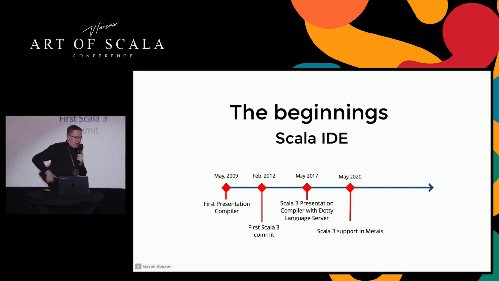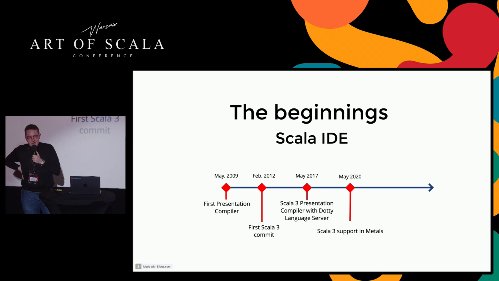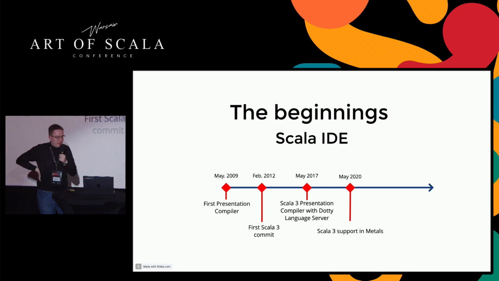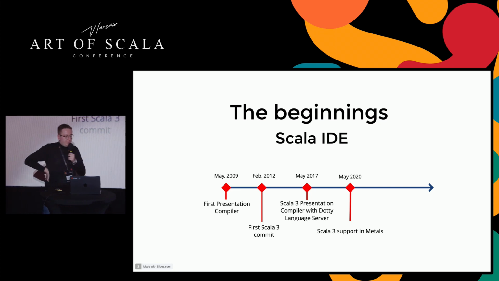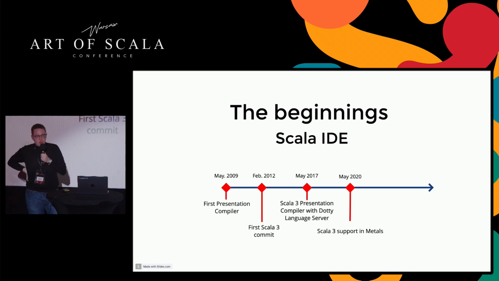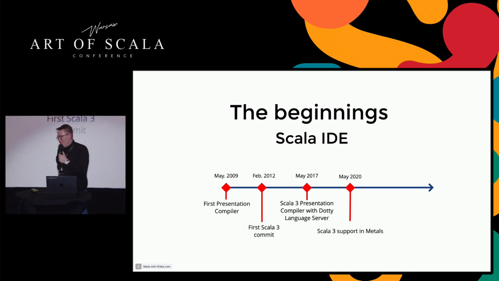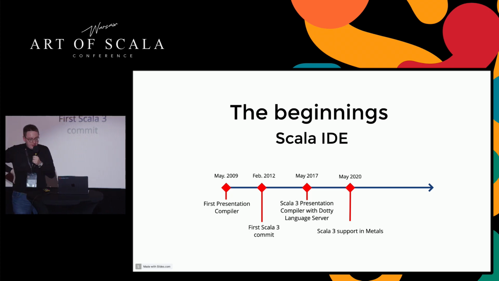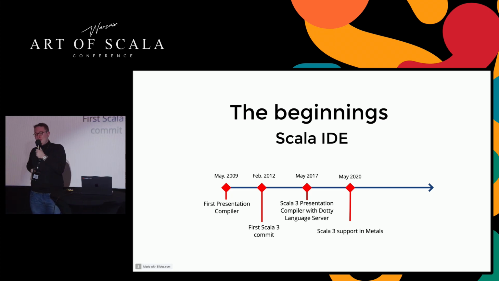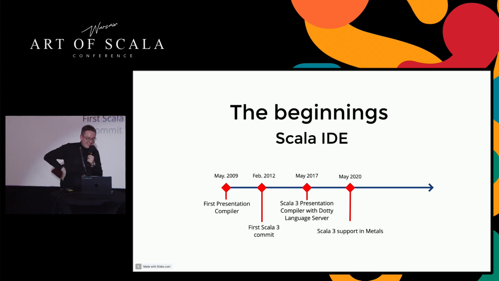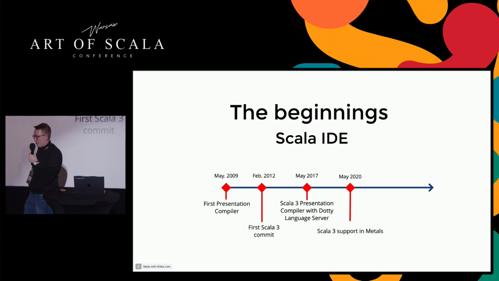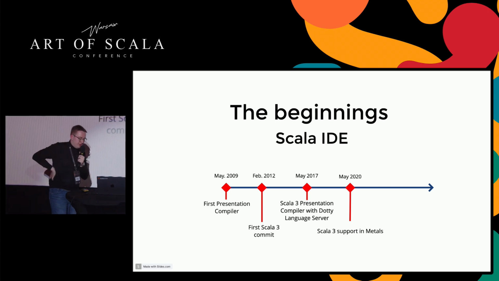So now a bit of history. In May 2009, the first presentation compiler was created. It was created for the first Scala IDE, which was called Scala IDE, and it was a plugin for Eclipse. So is there anyone who has used Scala IDE? Oh, nice. It was a breakthrough because it added support for Java interoperability.